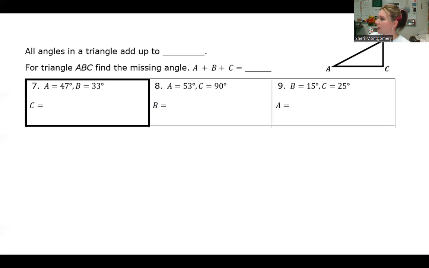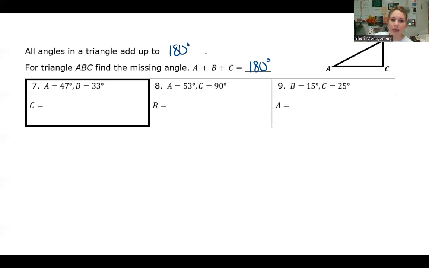So for triangles, okay. For the next section, does anybody know what all the angles of a triangle add up to? I hear it, it's 180. It doesn't matter what the triangle looks like. Every triangle, all the angles add up to 180. So A, B, and C have to add up to 180.